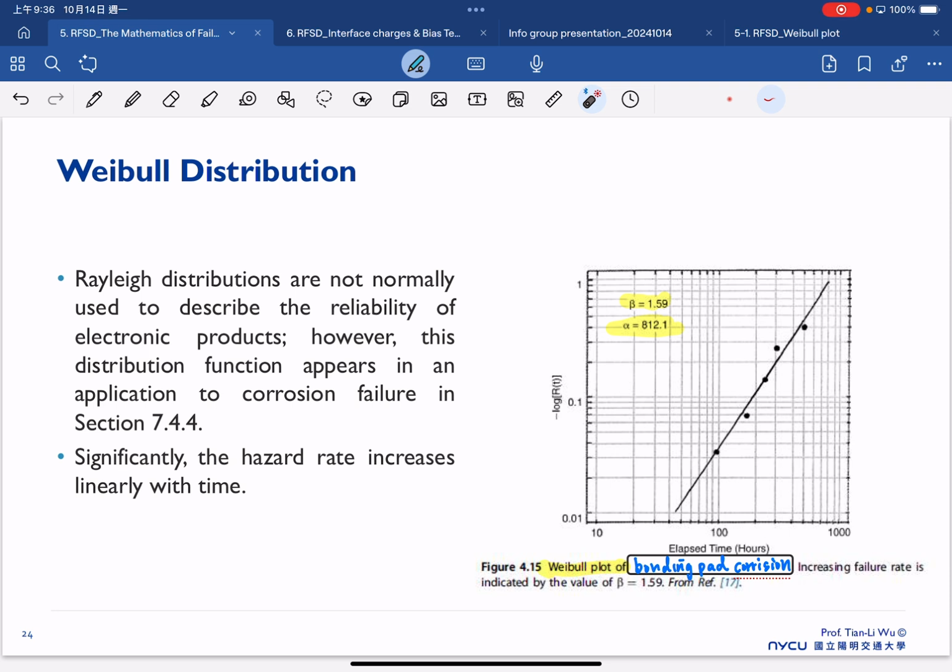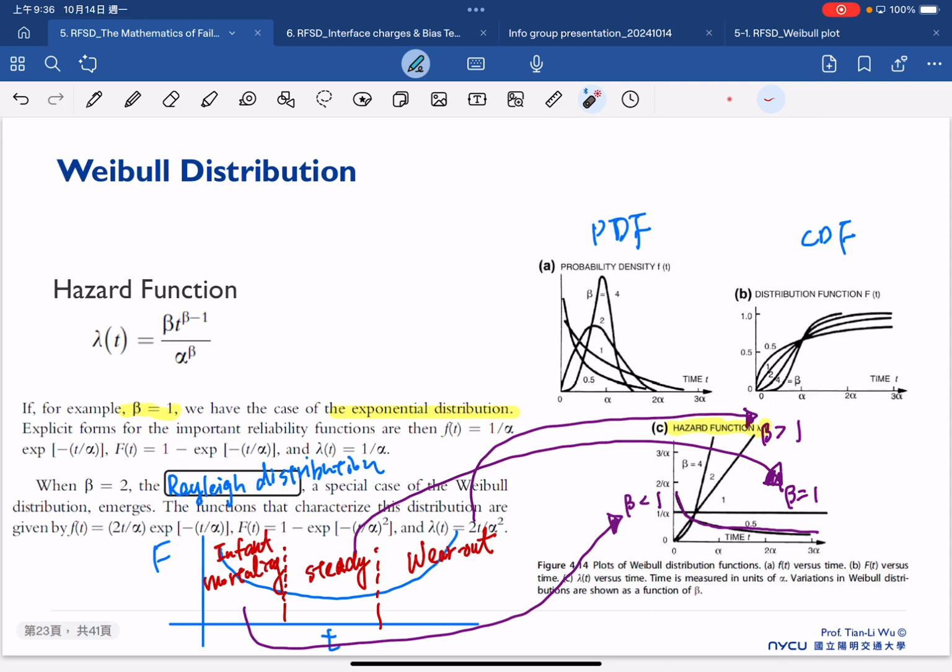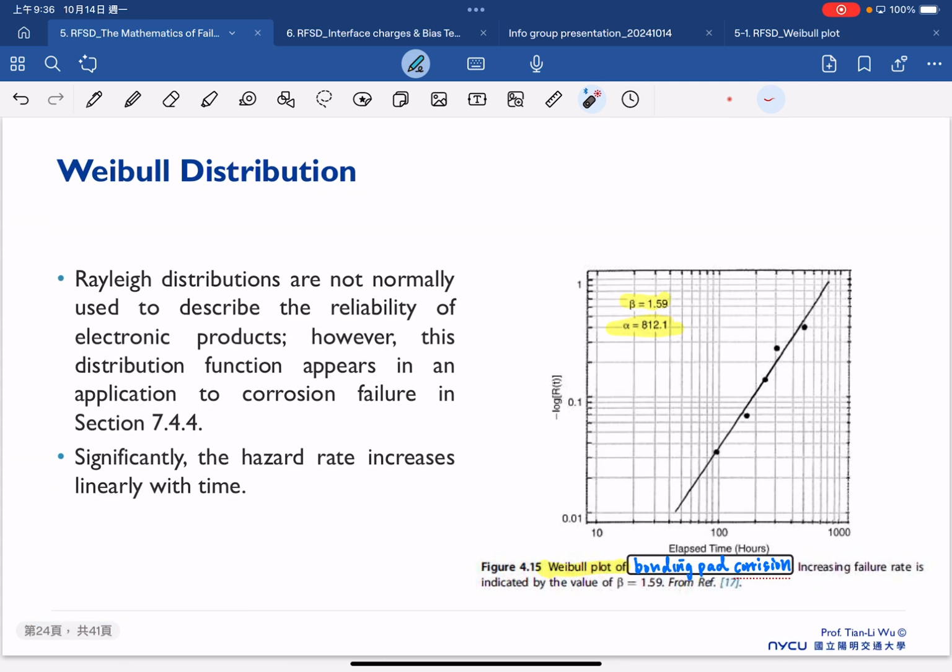And one of the important characteristics of this distribution, with the case of beta equal to 2 as shown here, is that we have a linear increase of the failure rate. As mentioned here, the hazard rate increases linearly with time. That's the most important feature of the Rayleigh distribution, which is a special case of the Weibull distribution.